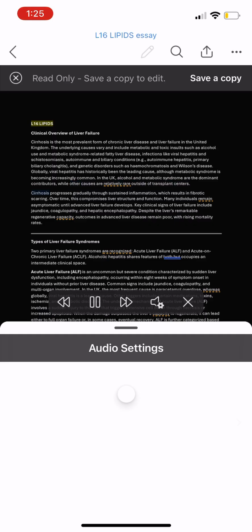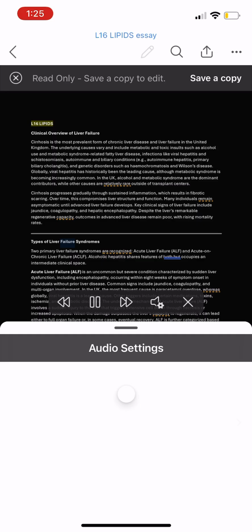centers. Cirrhosis progresses gradually through sustained inflammation, which results in fibrotic scarring. Over time, this compromises liver structure and function. Many individuals remain asymptomatic until advanced liver failure develops. Key clinical signs of liver failure include jaundice, coagulopathy, and hepatic encephalopathy. Despite the liver's remarkable regenerative capacity, outcomes in advanced liver disease remain poor, with rising mortality rates.